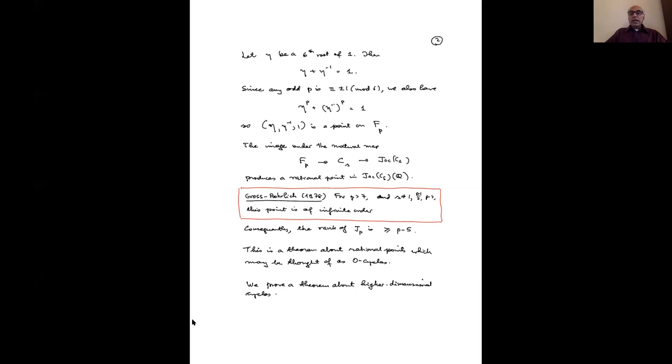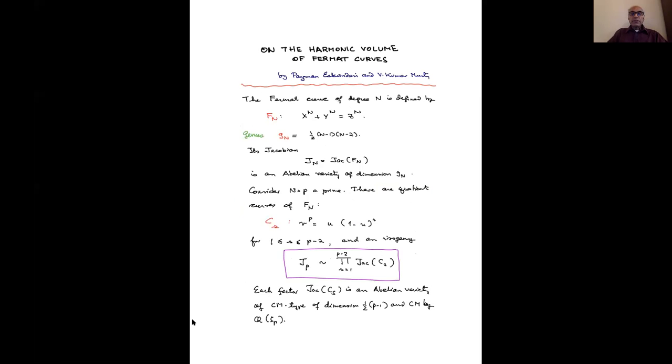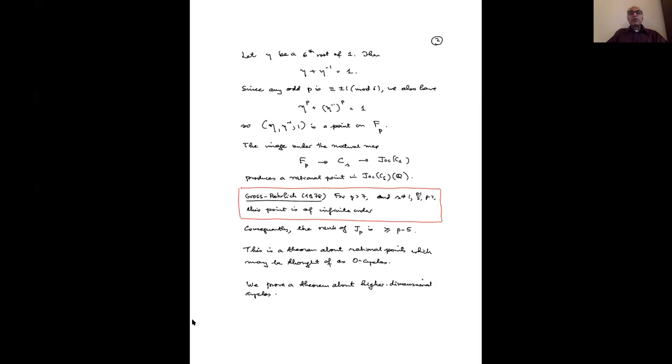So that means that since, remember, the Jacobian of F_P is, up to finite groups, the product of the Jacobians of the C_S, you get that the Mordell-Weil rank of J_P is at least the number of these factors. So remember, there were P minus one factors here, and three of them are excluded, in that I don't know whether this point is of infinite order. And so we get the rank is at least P minus five.